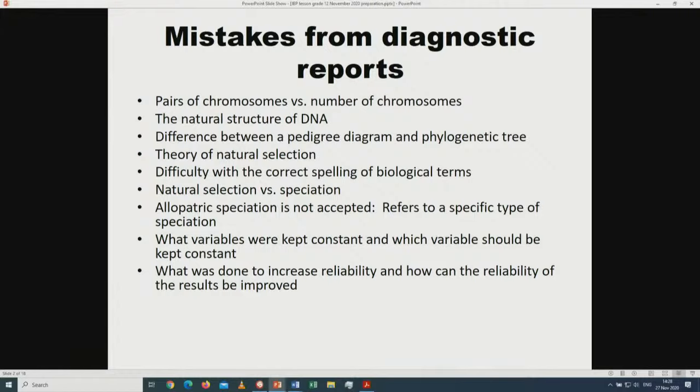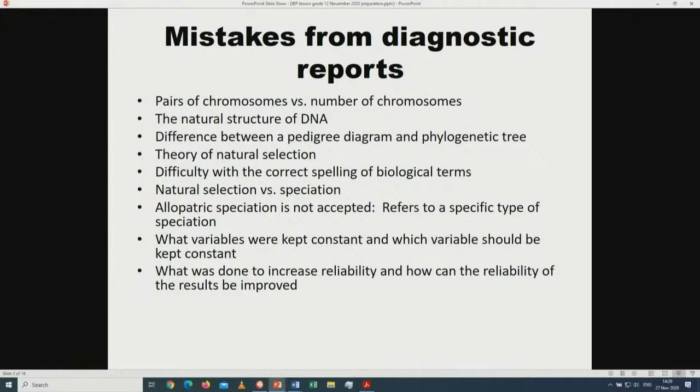Now some candidates tend to give allopatric speciation as the answer if it is asked, but allopatric speciation is a type of speciation. So just be aware of that point. We don't write allopatric speciation. We're only dealing with speciation in general, and that occurs through natural selection.